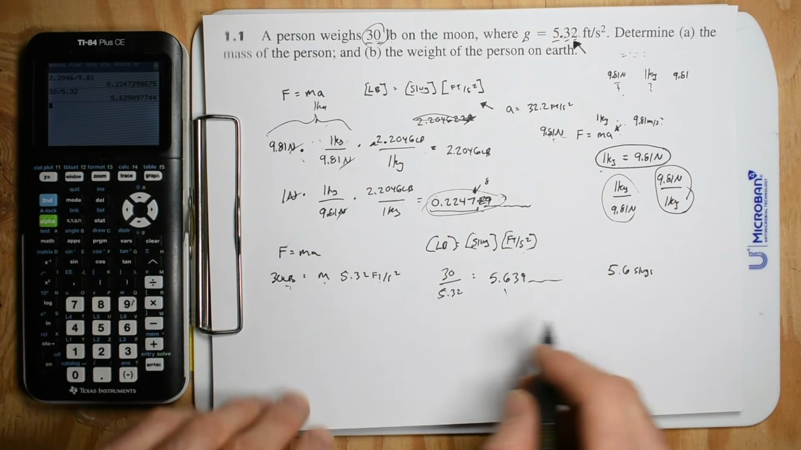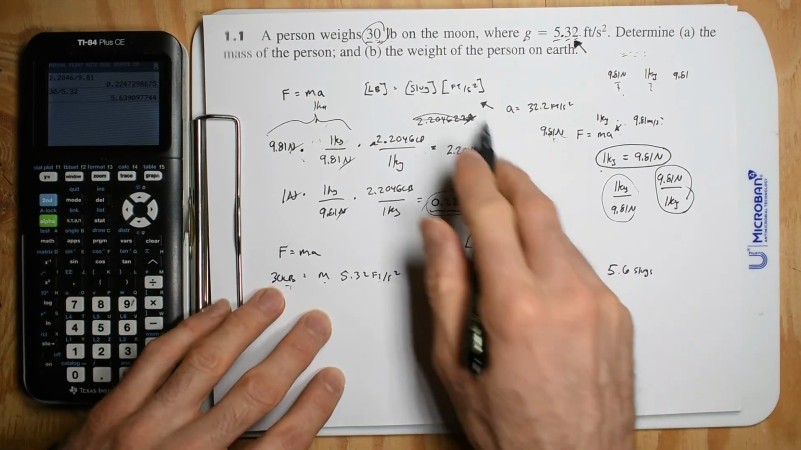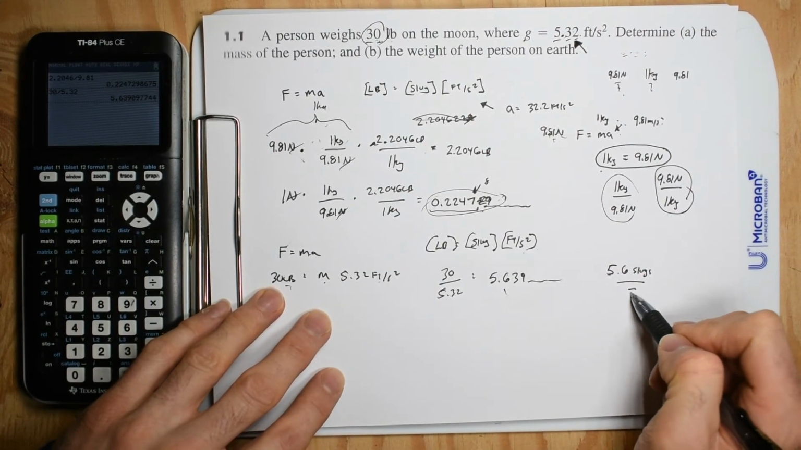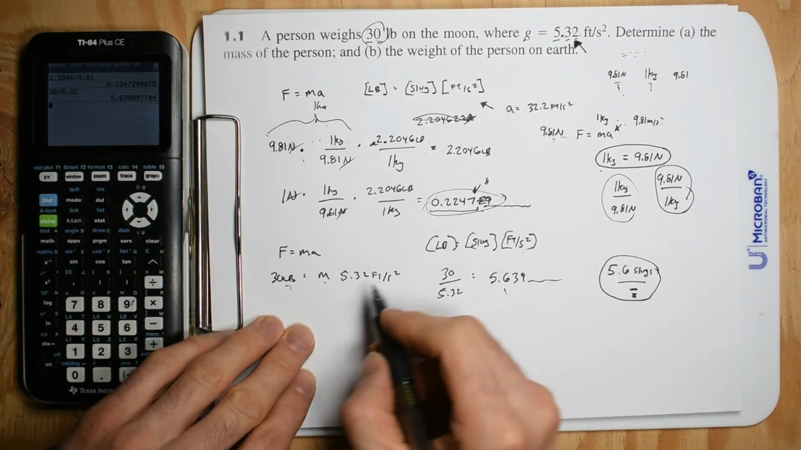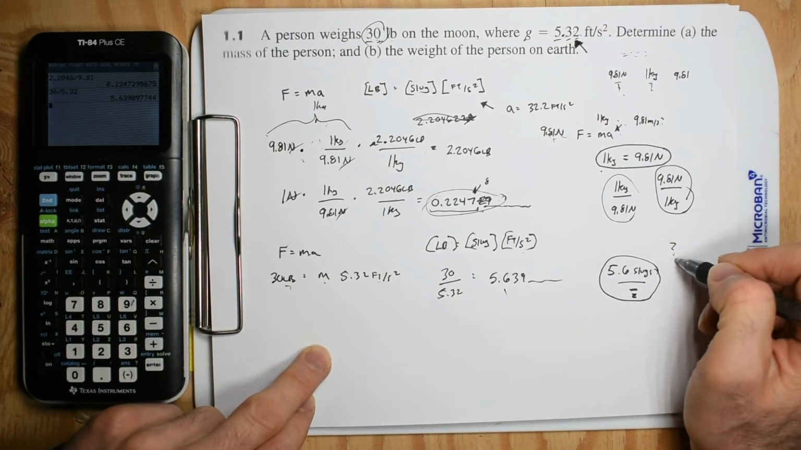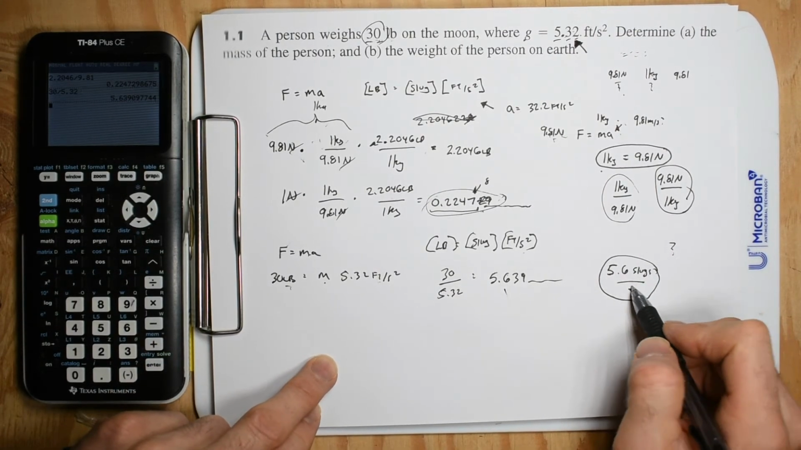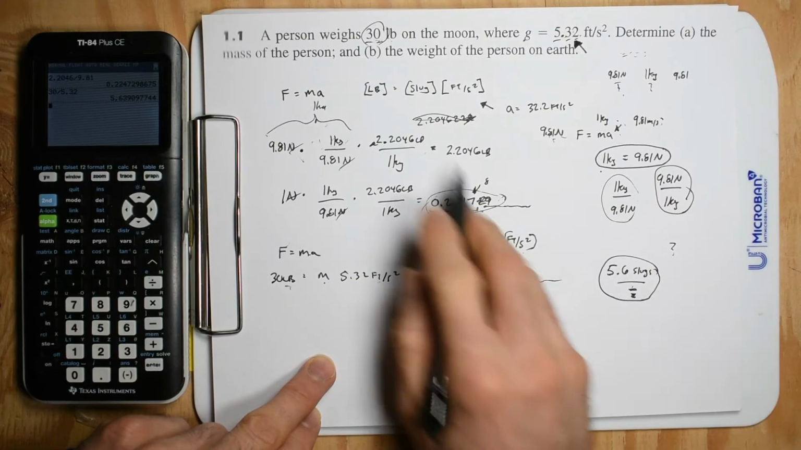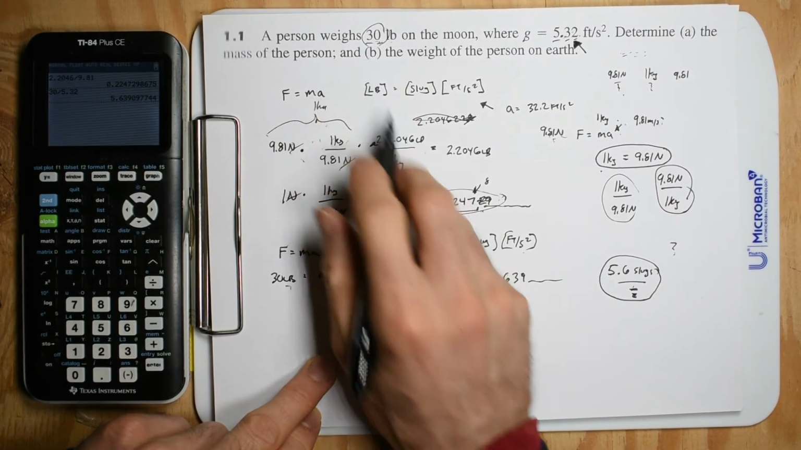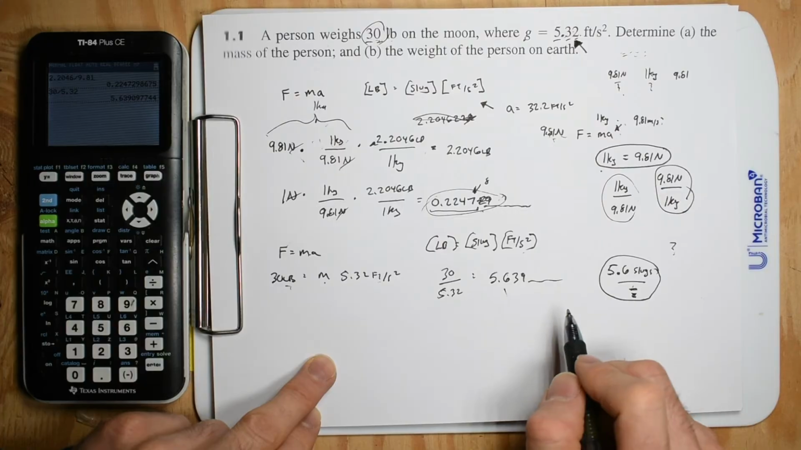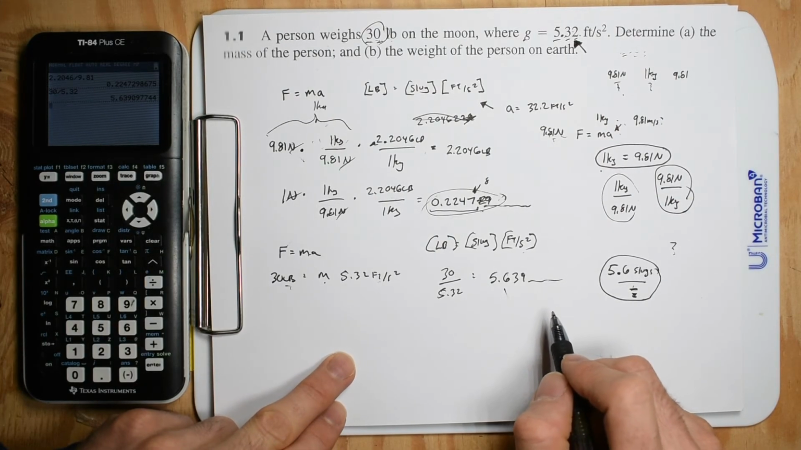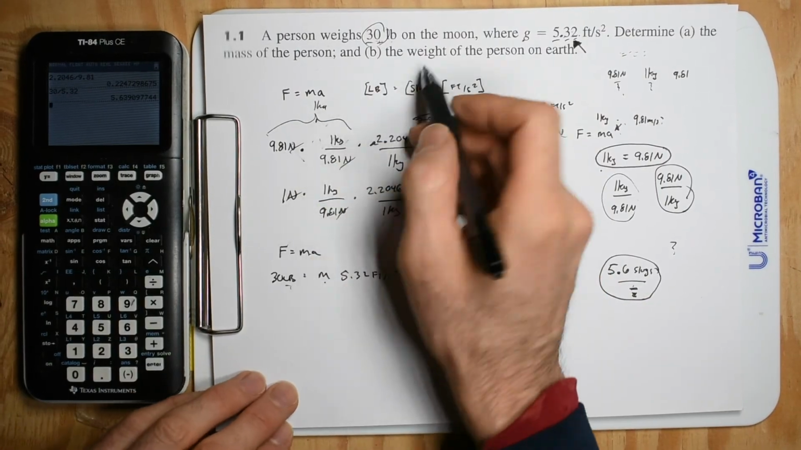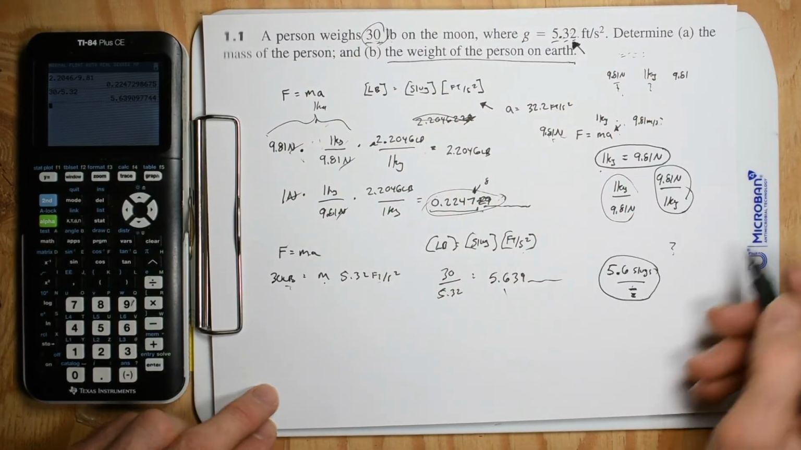Okay, all right. So now we actually want to know maybe how much a slug weighs. But if you say how much does a slug weigh? Well, on the moon, 30 pounds is 5.6 slugs. I can't even do math right now. So let's do the second one because then we'll figure it out.